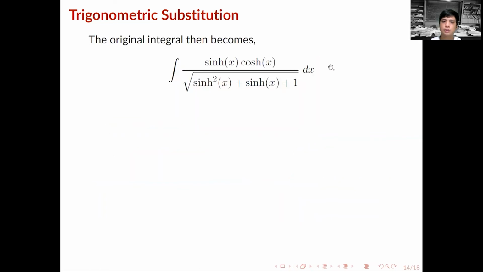Now we will substitute that integrand into our integral. And from here we can let v equal to sinh x and dv is equal to cosh x dx.